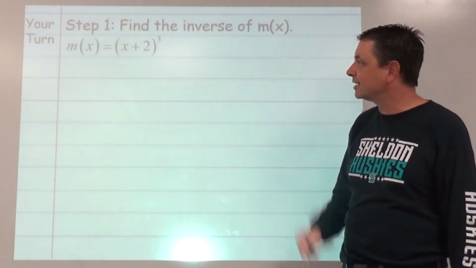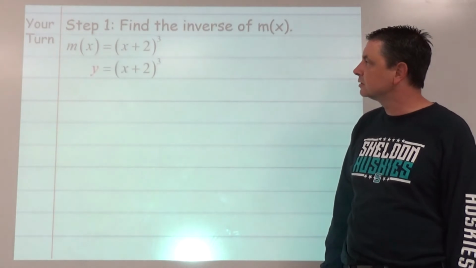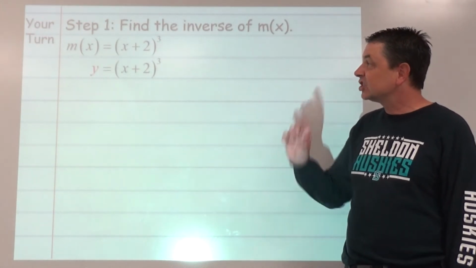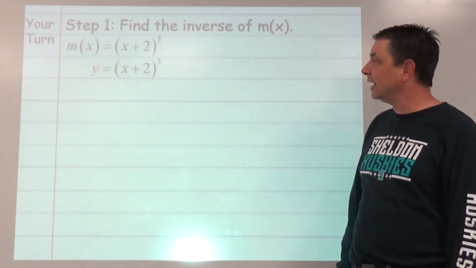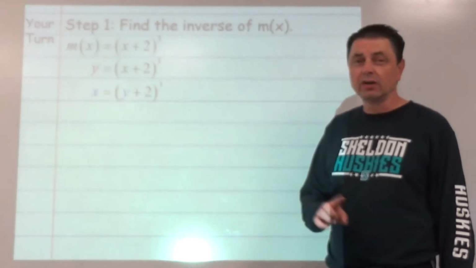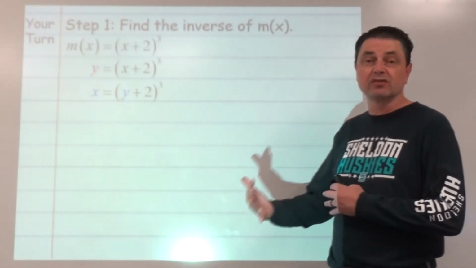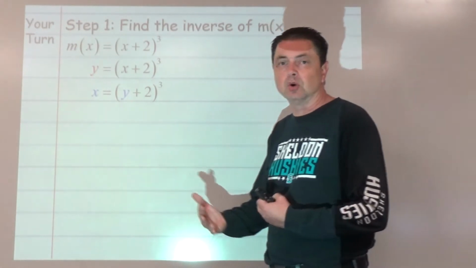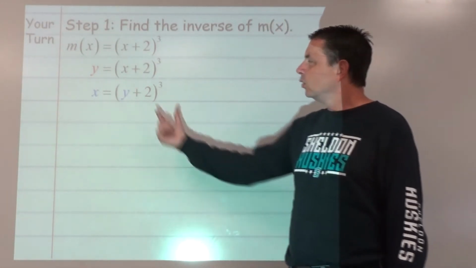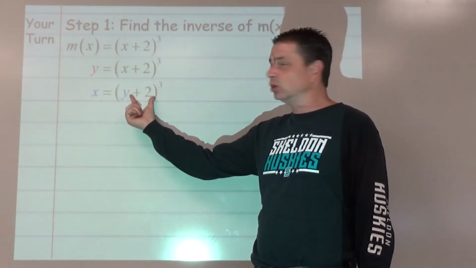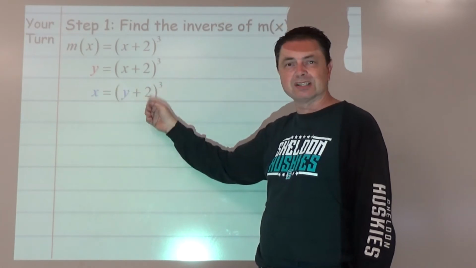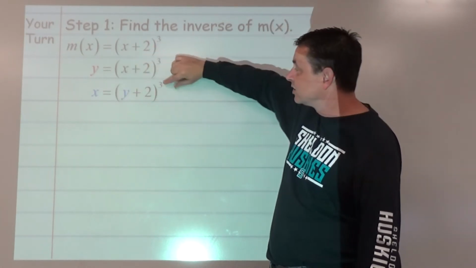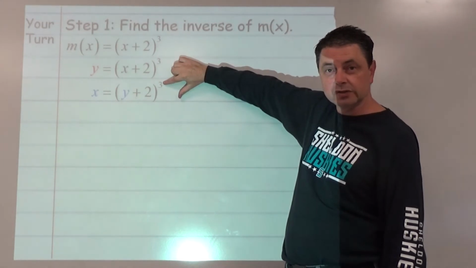All right, let's go through our process. Y equals, switch the x and the y, solve for y. Now it gets a little challenging as far as what we want to undo and in what order. We can't get rid of the plus 2. It's buried inside of the parentheses with something else happening. So maybe we should get rid of this first.